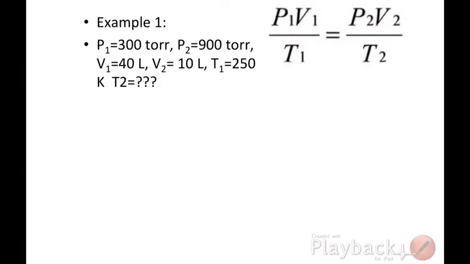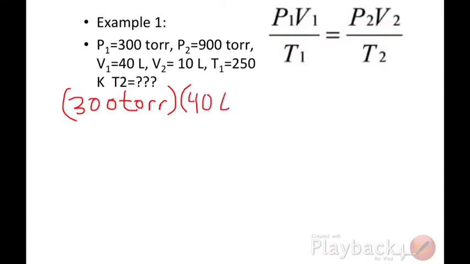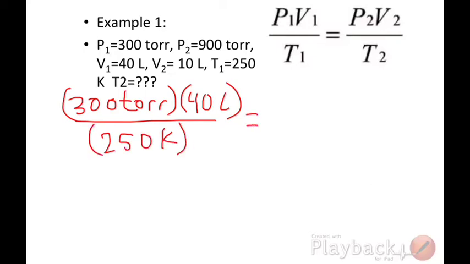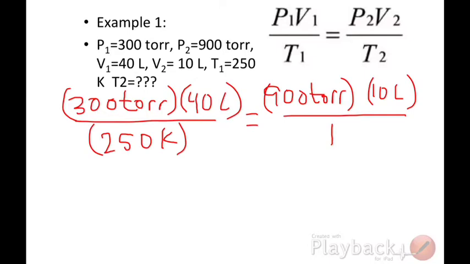So here's our first example. We're going to go ahead and start plugging in our values here. So we have pressure 1 is 300 torr. Volume 1 is 40 liters. Temperature 1 is 250 Kelvin equals, and then pressure 2 is 900 torr. Volume 2 is 10 liters. And temperature 2 is what we do not know. So we're solving for temperature 2.